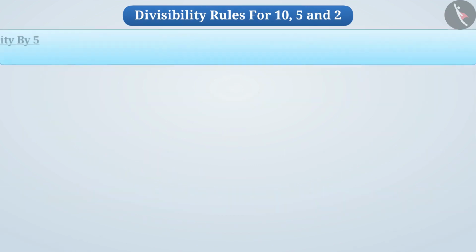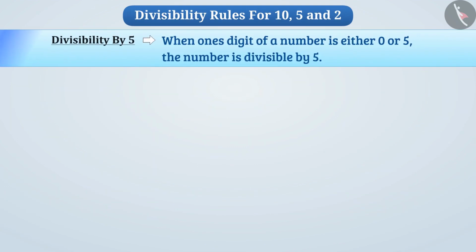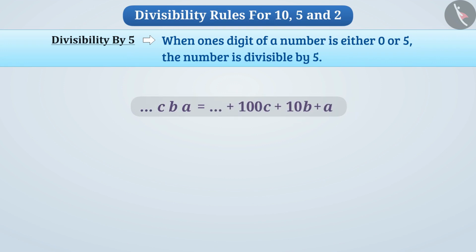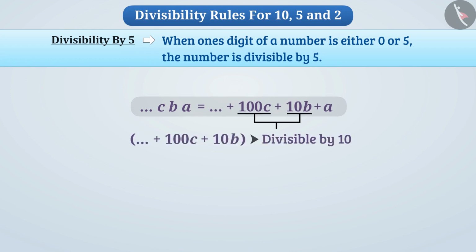Now, let's know about the rule of divisibility by 5. This rule tells us that when the ones digit of a number is either 0 or 5, the number is divisible by 5. Let's know how this rule works. Suppose we take a number like this. We can write this number as follows. We see that all these numbers are divisible by 10. Since these numbers are divisible by 10, their sum will also be divisible by 10. Since 10 is a multiple of 5, we can say that this sum will also be divisible by 5.